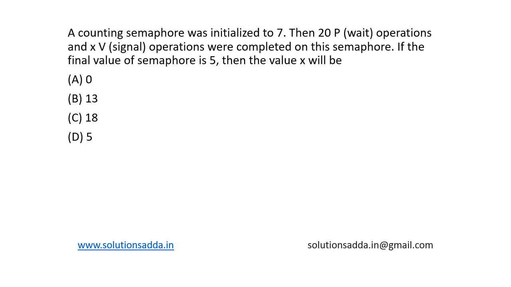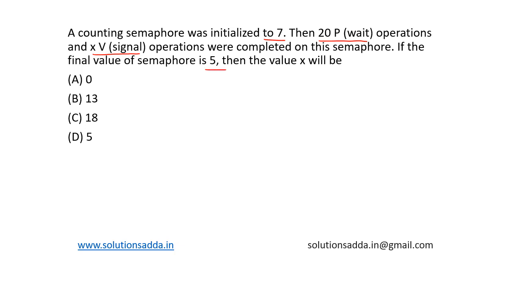This is a question from operating system. A counting semaphore was initialized to 7. Then 20 P or wait operations and x number of V or signal operations were completed. If the final value of the semaphore is 5, then what is the value of x?